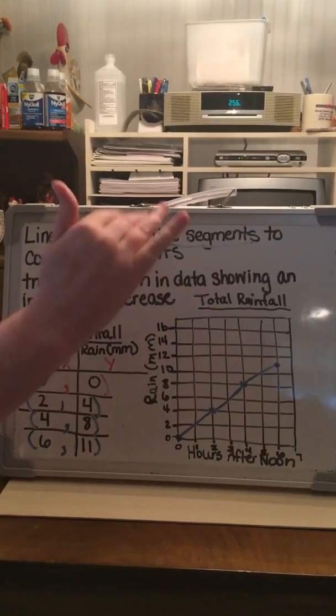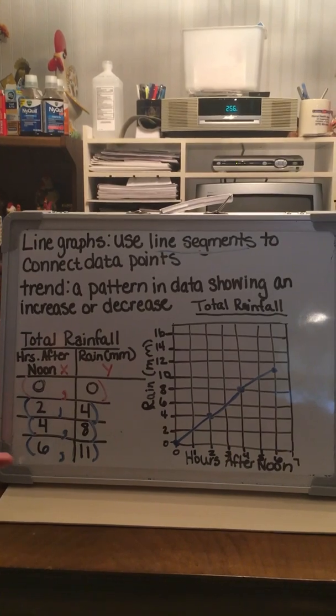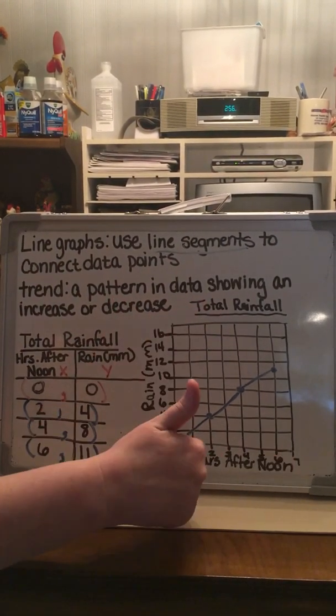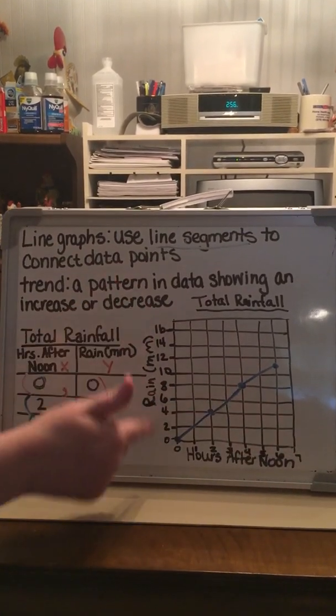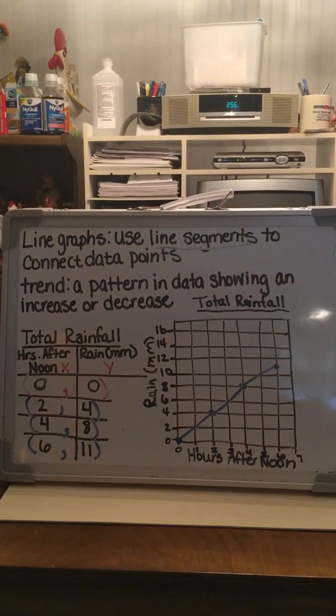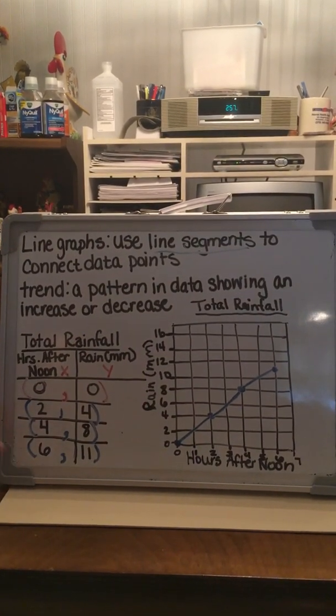But other than that, that's a line graph. I have the title at the top. I have both the x and y axis labeled. I'm connecting the dots with line segments, and I'm showing a trend in my data.